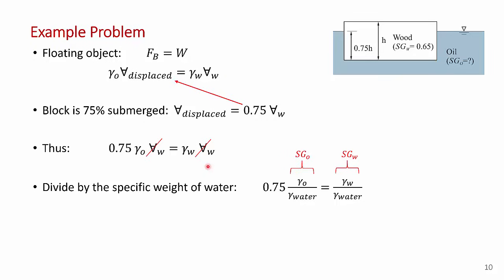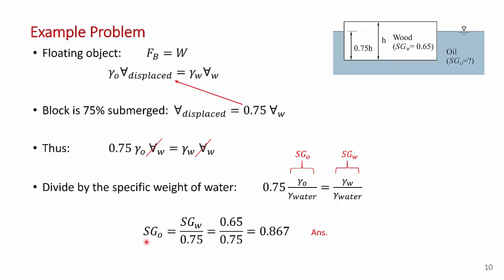Now the volume of the wood cancels out on the left and right, and we can divide by the gamma of water in order to express this equation in terms of specific gravity. Remember, specific gravity is the gamma of the fluid over the gamma of water, technically at 4 degrees C. So I've divided through by the gamma of water, and here's the specific gravity of oil that we're after, and here's the specific gravity of the wood that we're given in the problem, which is equal to 0.65.